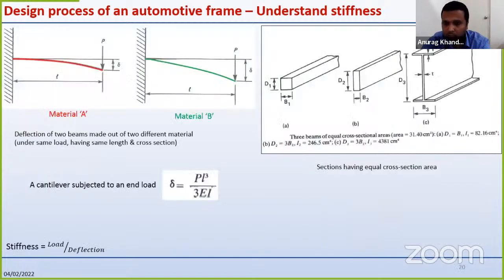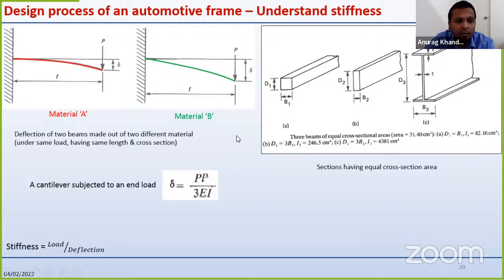Going forward, now as we have some idea regarding the importance of stiffness, let's understand how to control it. So till now, what we have seen, stiffness is a material property. However, in a structure, stiffness can also be controlled by the shape of the structure. So let us consider the deflection of a cantilever beam made of the two materials we have seen a few slides earlier. Obviously material A is stiffer and has a lesser deflection compared to material B, in the condition where we have the same load, length and cross section.